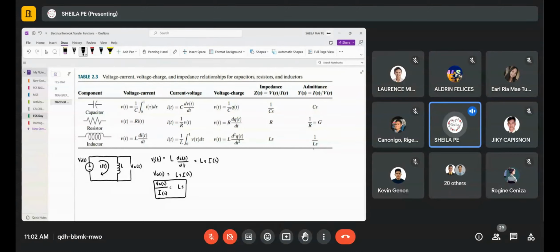Okay, impedance is what we get here. But if we are going to get the voltage output, it's just LS I of S, because voltage is the impedance or resistance times the current. And our impedance in terms of our inductor is LS, times our I of S, that's our voltage.